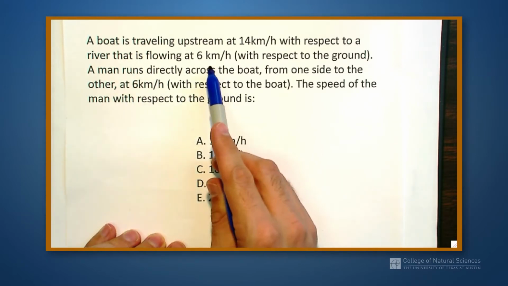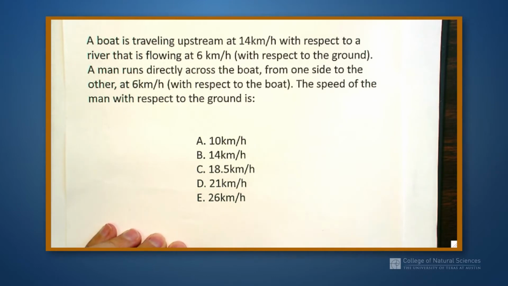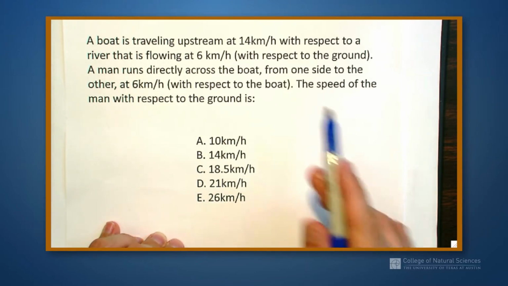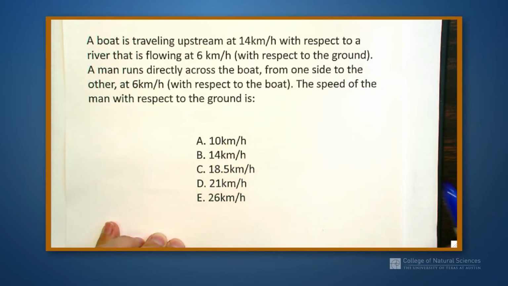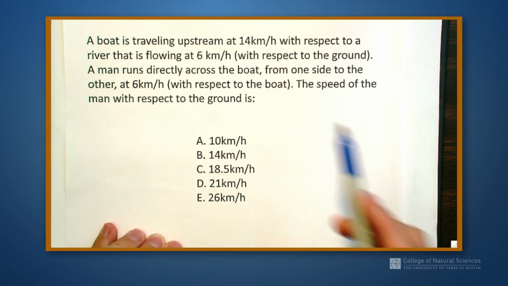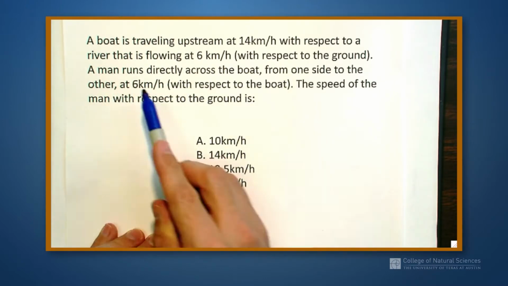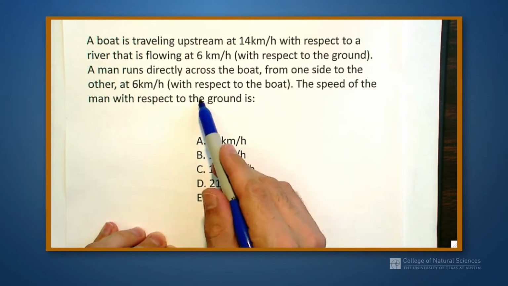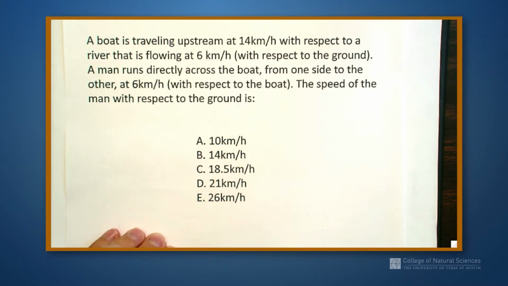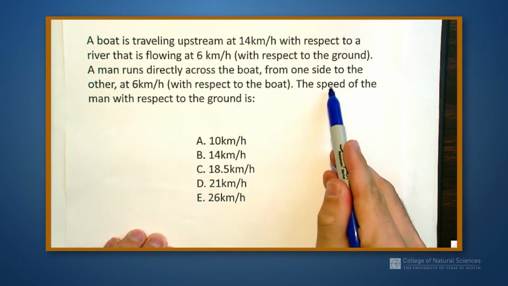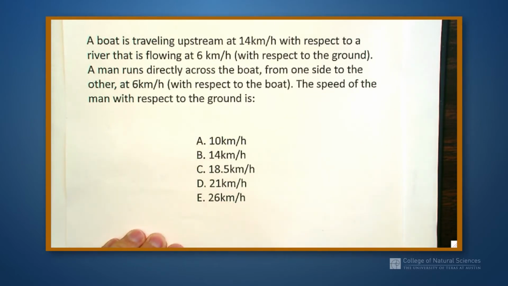The river is flowing downstream, because that's what rivers do. They flow downstream at 6 kilometers an hour with respect to the ground. So a person standing on the shore next to this river. All right, it says a man runs across the boat from one side to the other at 6 kilometers an hour with respect to the boat. We want to know what is the speed of the man with respect to the ground.